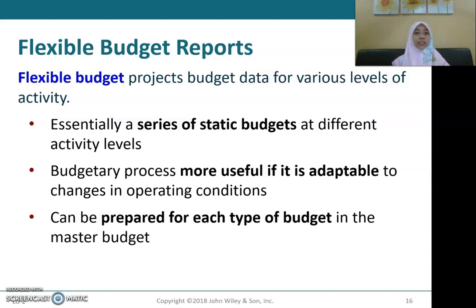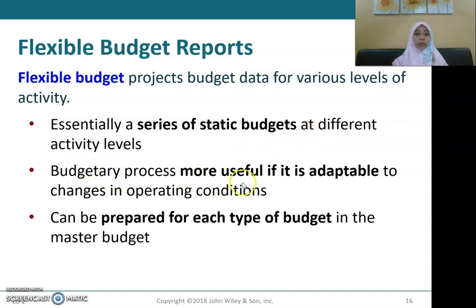What is a flexible budget? A flexible budget projects budget data for various levels of activity. Hopefully you still remember when we talked about the static budget. A static budget looks only at a single level of activity, but a flexible budget looks at various levels of activity. Essentially, a flexible budget is a series of static budgets at different activity levels.